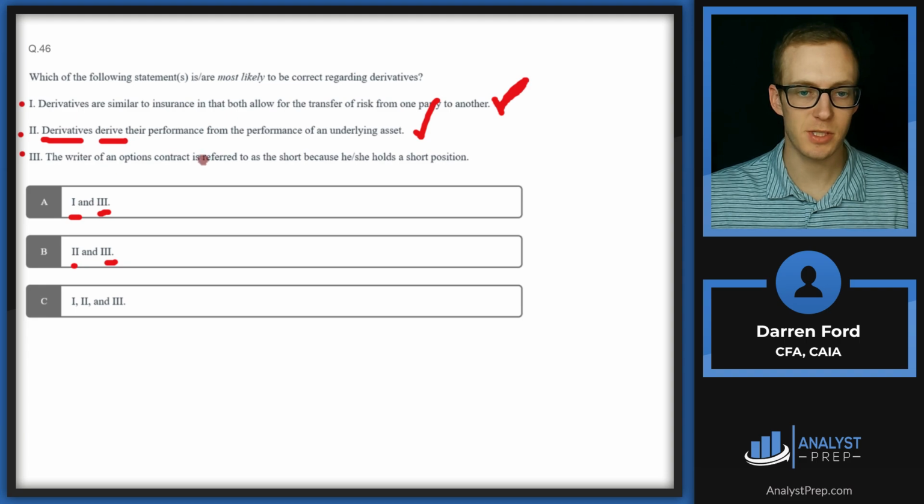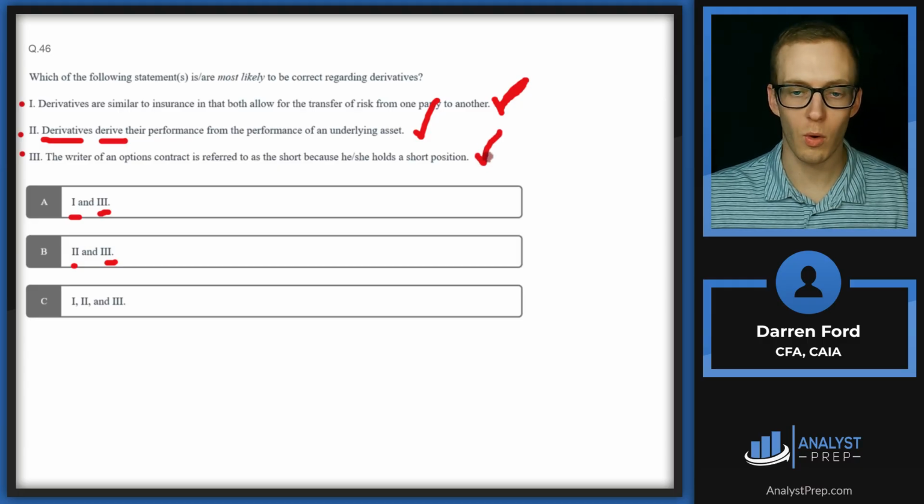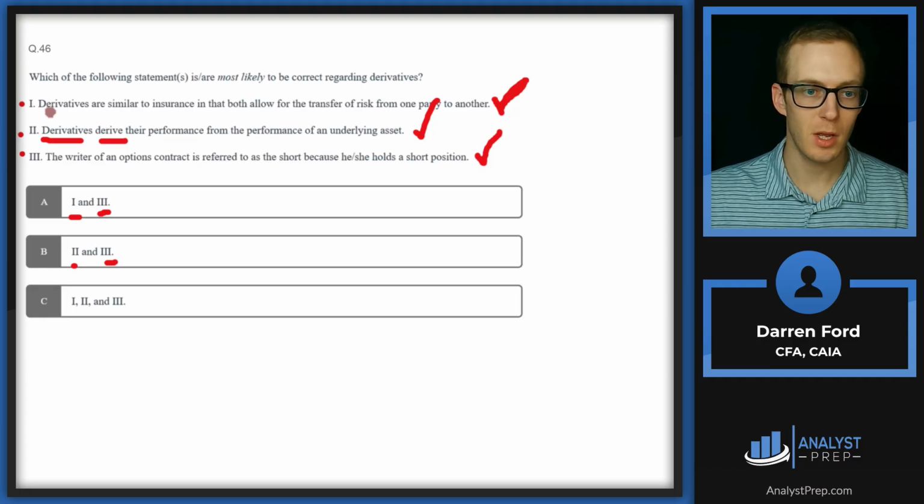3, the writer of an options contract is referred to as the short because he or she holds a short position. That's also going to be correct. If I sell the call or if I sell a put, I'm going to have the short position in that transaction. So 1, 2, and 3 are all correct, which is going to lead us right here to answer C.